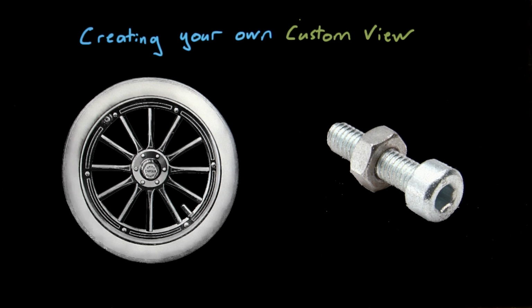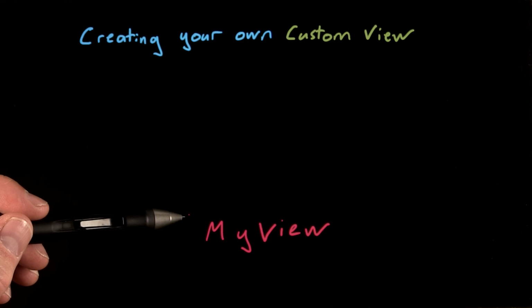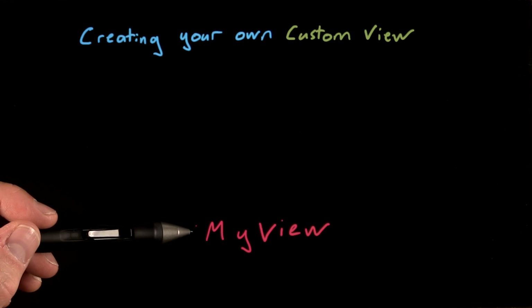Now, we're not going to be including any custom views within Sunshine, but we can still take a look at how you would build one. We'll start by creating a new class for our view. Let's call it MyView.